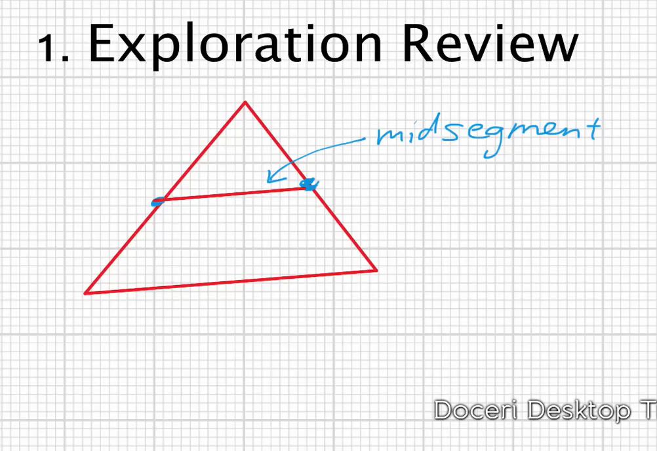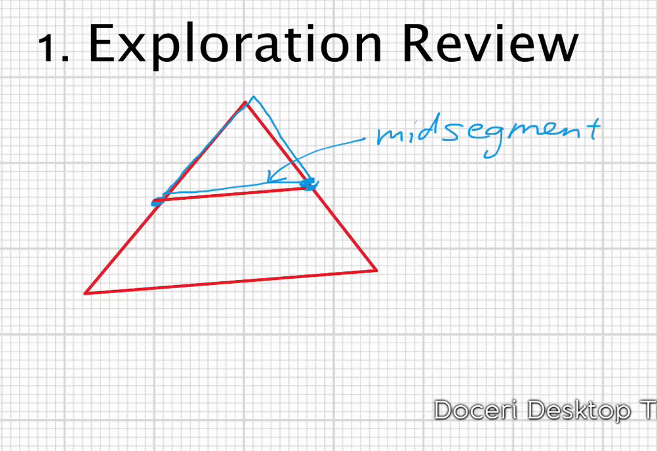Now, what I had you do next was copy that upper triangle that I'm going to outline here in blue. So I had you copy that upper triangle onto your second sheet of patty paper, and you compared the angles of this upper smaller triangle with the angles in the larger triangle.